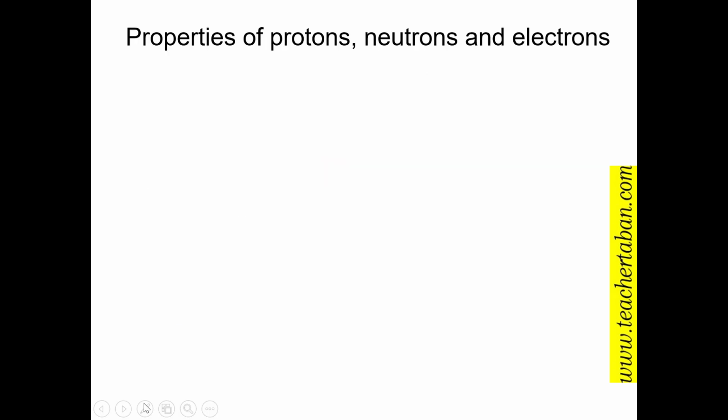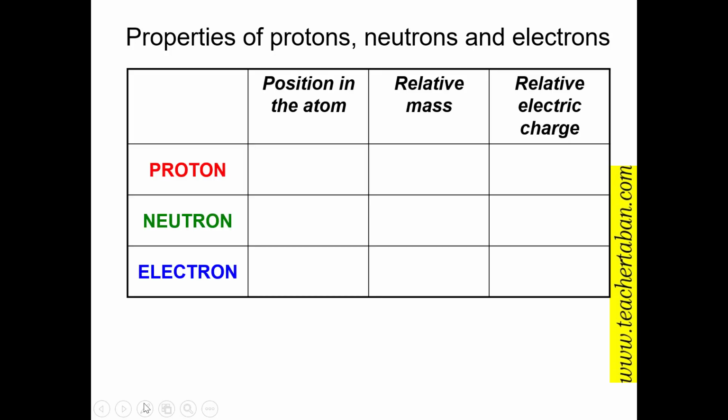Then when we talk about the structure of the atom, represented using a diagram, we know where the protons and neutrons are found and where the electrons are found. What are the differences between these 3 here? Think about this. You can pause the video and try to answer these questions here. Okay, I hope that you've got that correct.